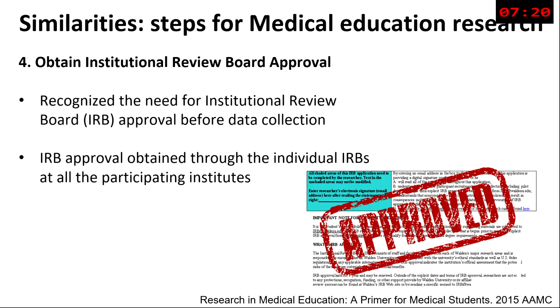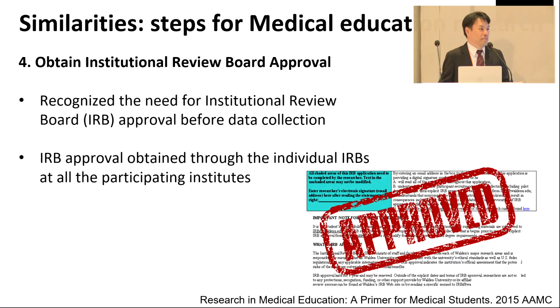Summary number 4, remember to obtain your IRB. That is a very important issue. You don't want your paper to be rejected because you didn't obtain your IRB. And sometimes this could be very difficult because the regulations between each institute could be different. So if you're initiating a multi-center medical education research, make sure that everybody has their IRB approved.